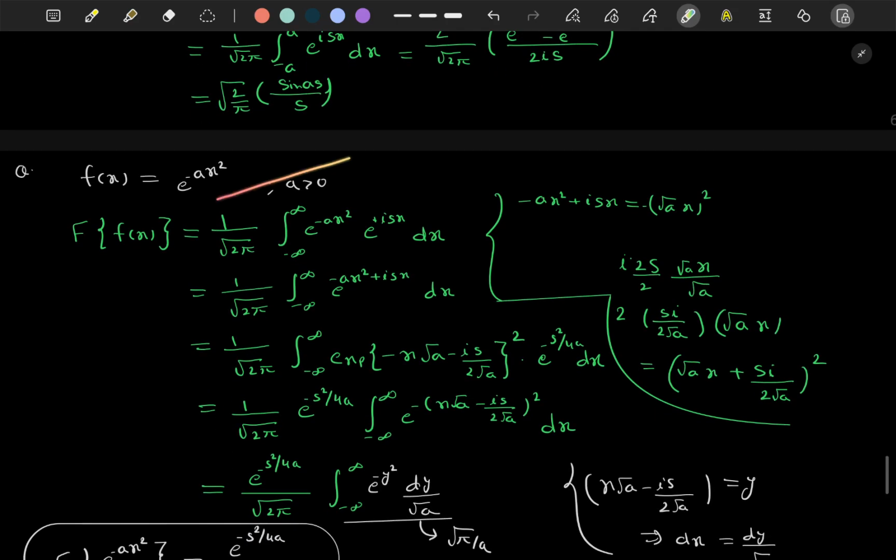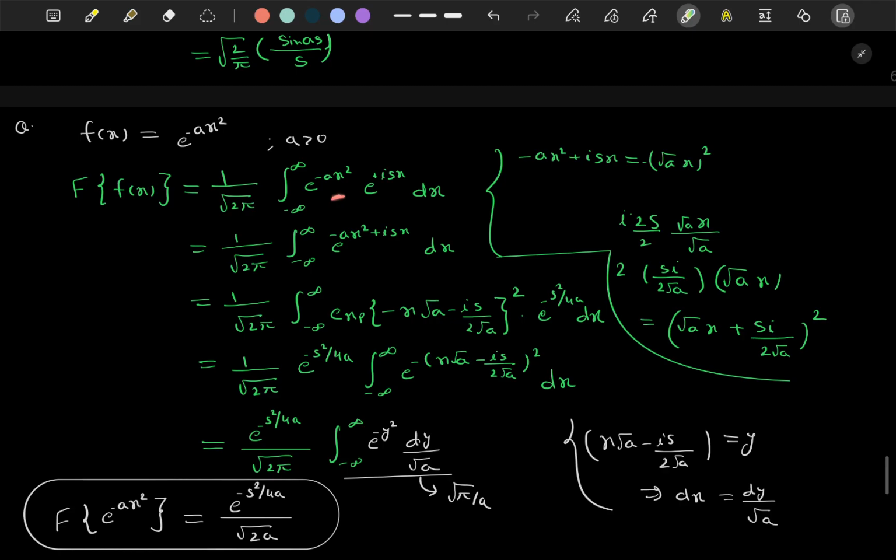Simply another question. Put in the formula e raised to the power minus ax square. Now it will be very useful for us if we convert this into the square of something. So in order to make a square of something, what will you do? We'll use the identity (a + b) square. So first of all, we have to convert it to the form (a + b) square. So multiply by 2 and divide by 2.